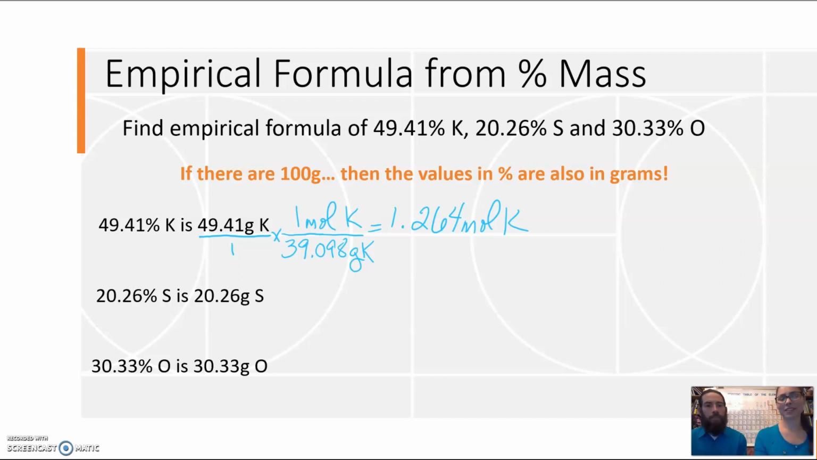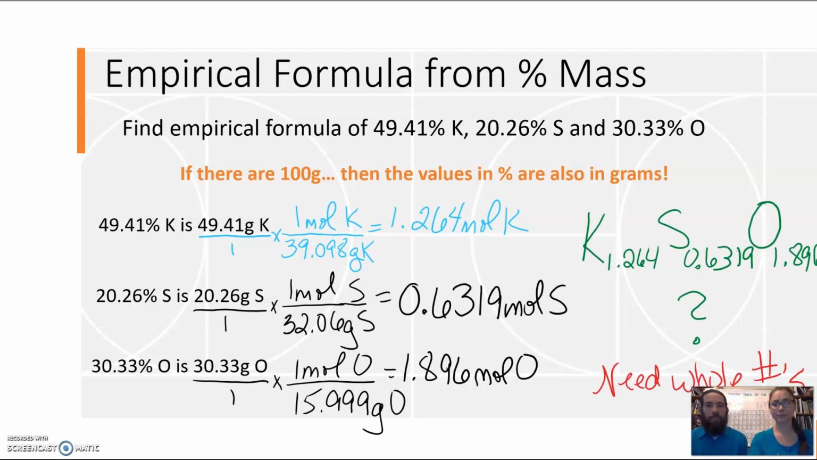First step is to convert our first element, which is potassium, K. This 39.098 came from the periodic table. Molar mass. Molar mass of the one atom or 1 mole of potassium. And so now we have our moles of potassium. We're going to do the same thing with the other two. Again, molar mass from the periodic table.